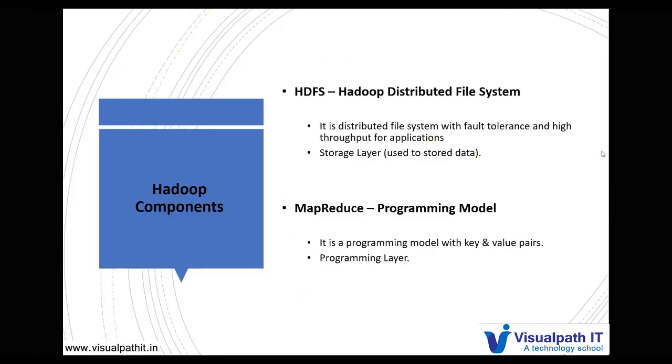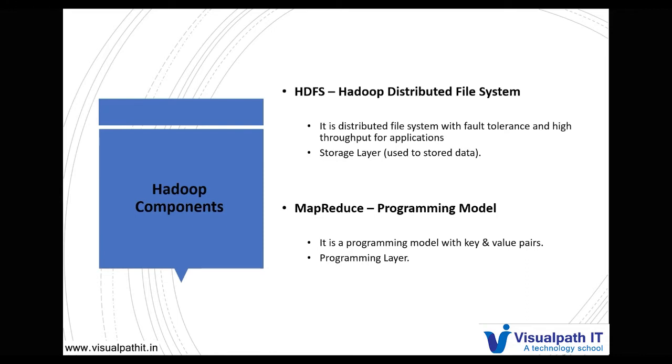Okay, then let us see Hadoop components. There are 2 types of components available in Hadoop. One is HDFS and the other is MapReduce. So what is HDFS? HDFS is a distributed file system with fault tolerance and high throughput for applications. It means data is always available to access by the applications of end users.